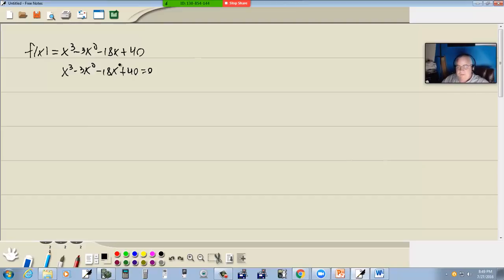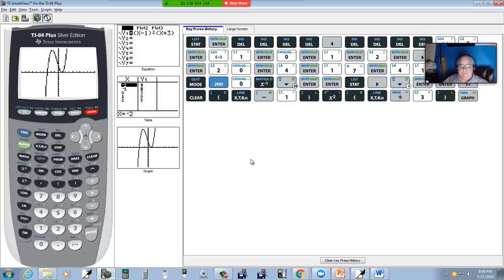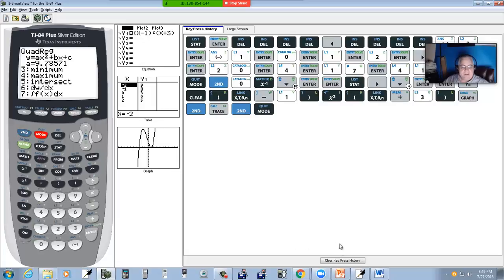Now our fundamental theorem of algebra, among other things, says that your largest power tells you how many answers you're going to have. Since our degree is 3, that means we're going to have 3 answers. Now we're going to use a calculator to find as many answers as we can. Specifically, we're going to be using the intersect method. So let's write down the steps for that.